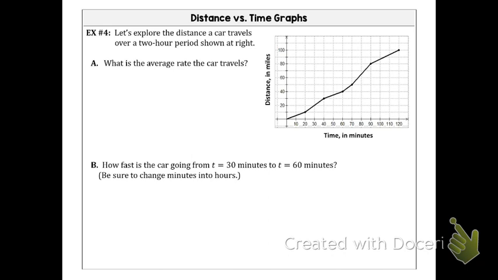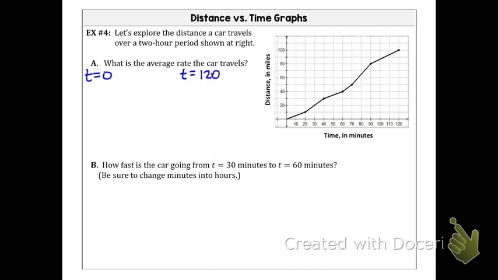All right, then example 4, distance versus time graphs. So it says, let's explore the distance a car travels over a 2-hour period shown at the right. What is the average rate the car travels? And so we can look at it from the beginning to the end. So we can look at it when time is 0. And when time is, what's the last one on there, 120?